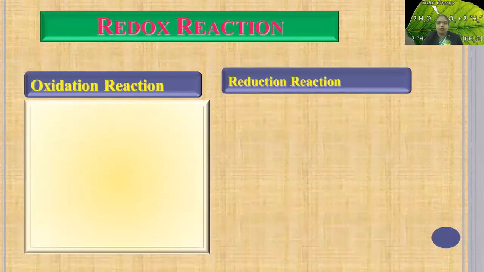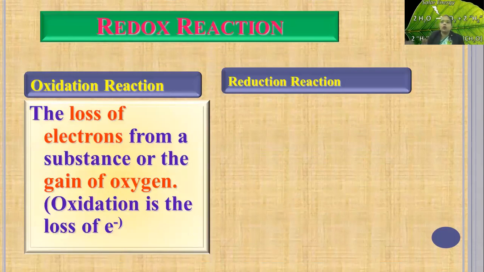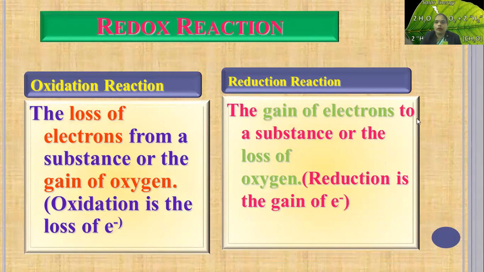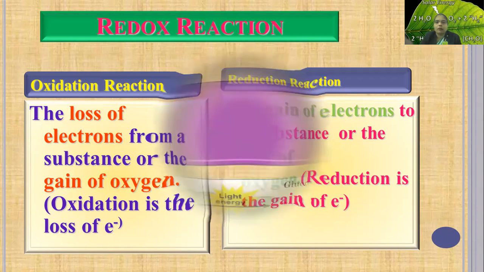Oxidation means loss of electrons from a substance or gain of oxygen. Oxidation is loss of electrons. And reduction means the gain of electrons by a substance or loss of oxygen. So reduction is the gain of electrons. This is the difference between reduction and oxidation.